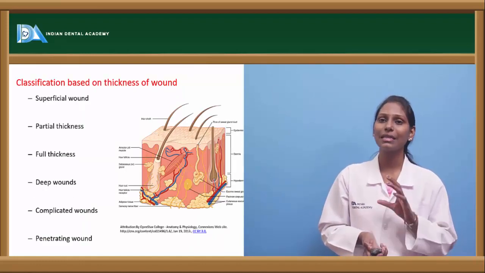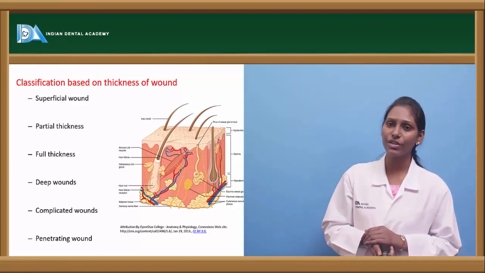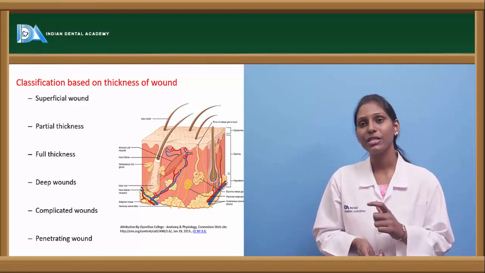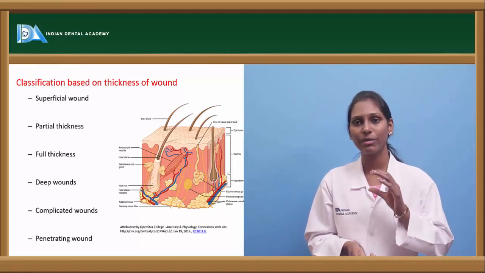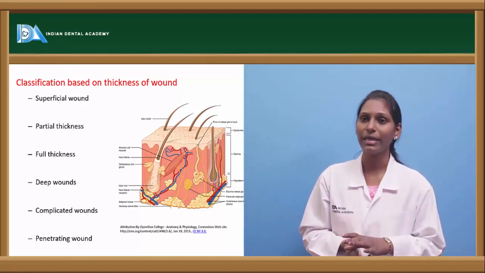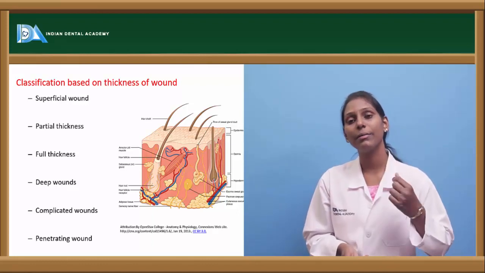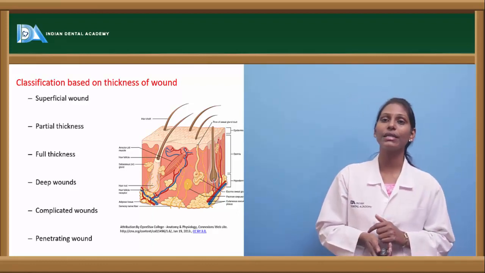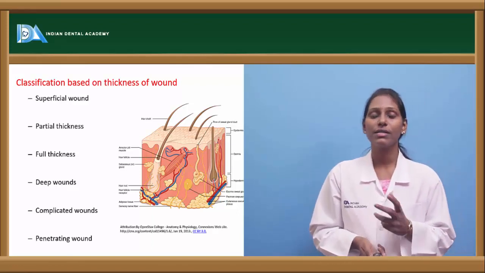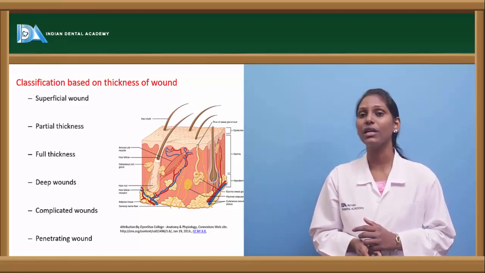Based upon the thickness of the wound, we also have a classification of wounds. One is superficial wounds, where the superficial layer of the epidermis is involved. In partial thickness wounds, a specific thickness of the epidermis is involved. In full thickness wounds, the complete epidermal layer is involved. In deep wounds, the epidermis, dermis, and sometimes the hypodermis are involved. Next we have complicated wounds, which can sometimes have foreign bodies along with them, and also infectious agents present within the wounds.